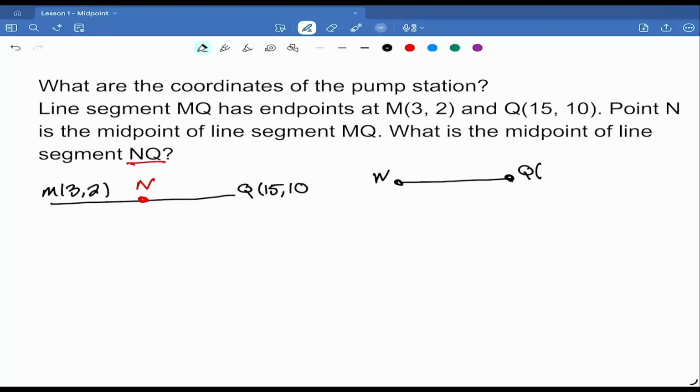But now we know the point for Q, which is at (15, 10). But we don't know what the point is for N. So we're going to use what we have for M and Q to get N, and then we'll write that over there for the second line segment to help us get our final answer. So let's find the midpoint for the first line segment. In our first line segment, we're going to stack the ordered pairs. We got (3, 2) and (15, 10).